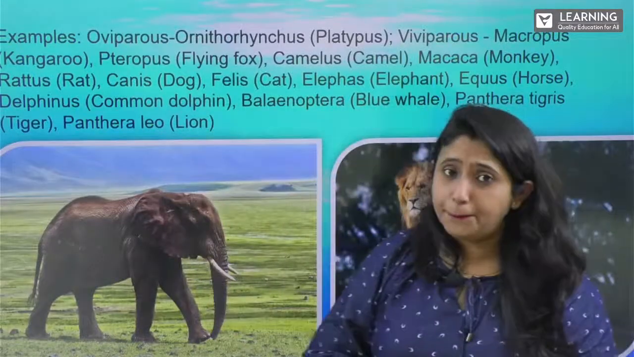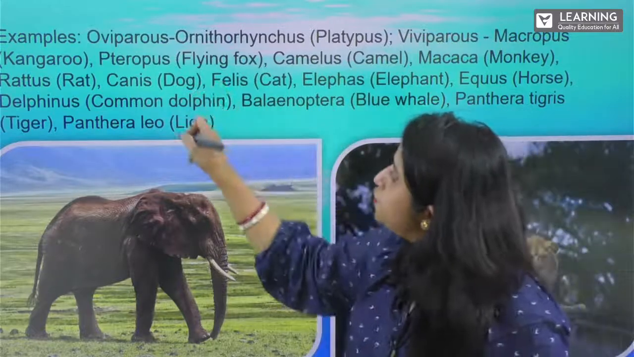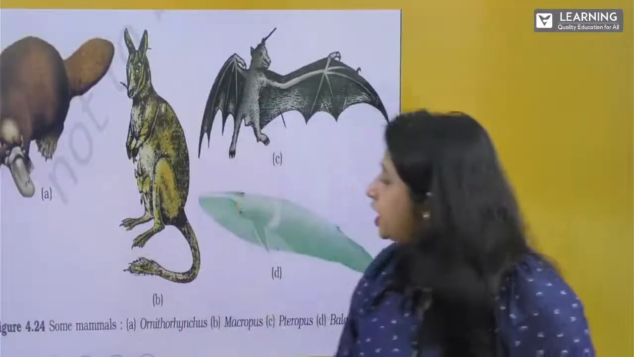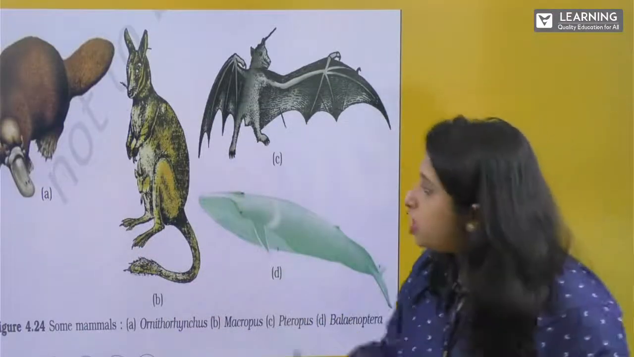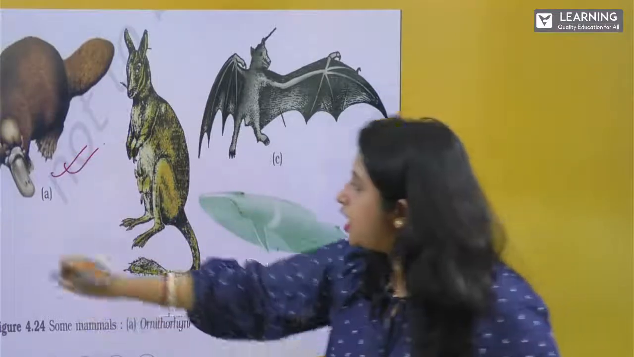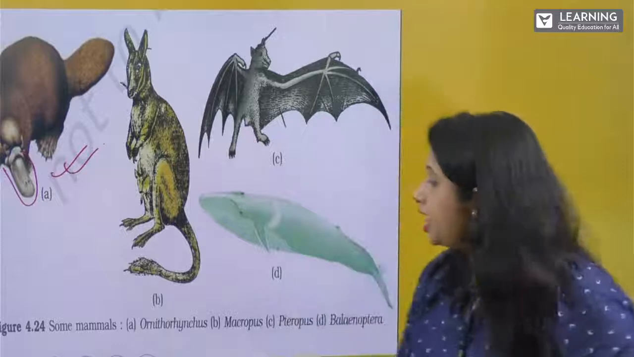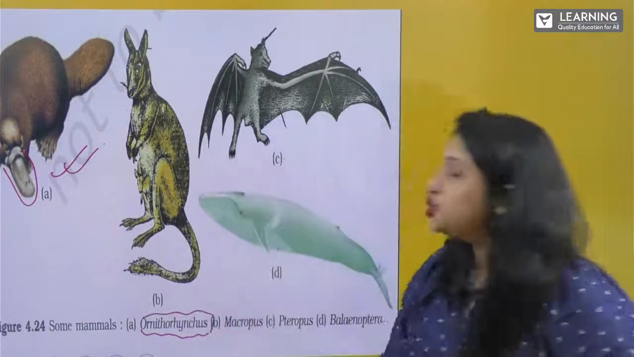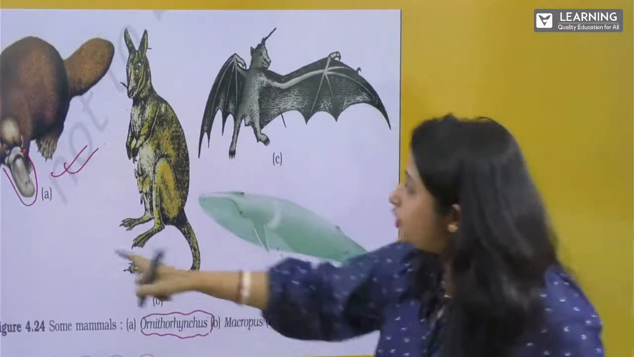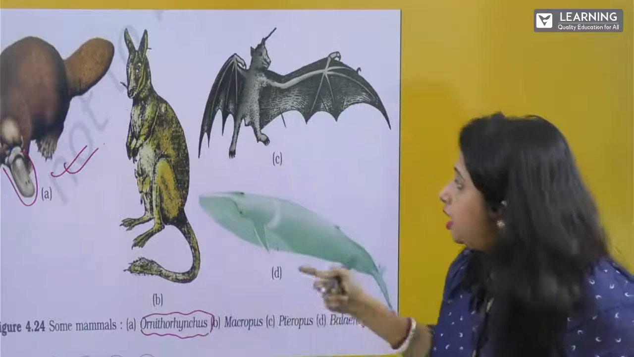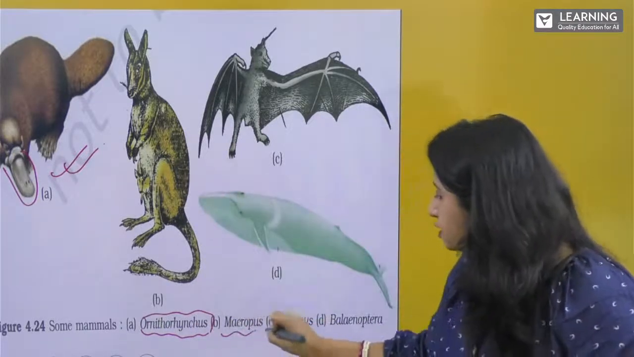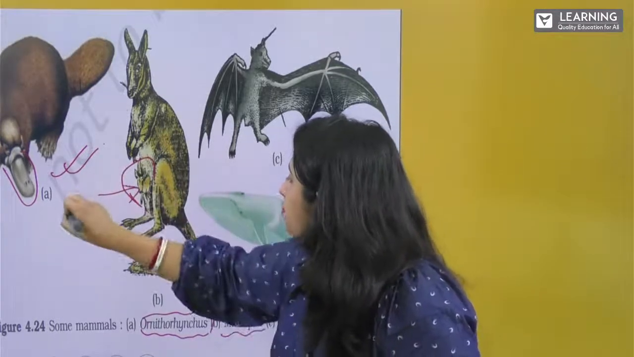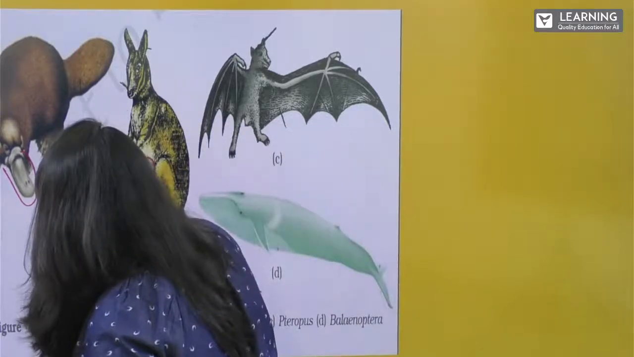So these are a few examples. Elephant, these are the examples which you have to remember. So this is the lion. Next you can see, these are some of the examples from your textbook. So this is a mammal which has this beak-like structure, that is known as Ornithorhynchus. And this is kangaroo, Macropus. It has this pouch-like structure, as you can see here, it is keeping the baby. So here it keeps the baby.